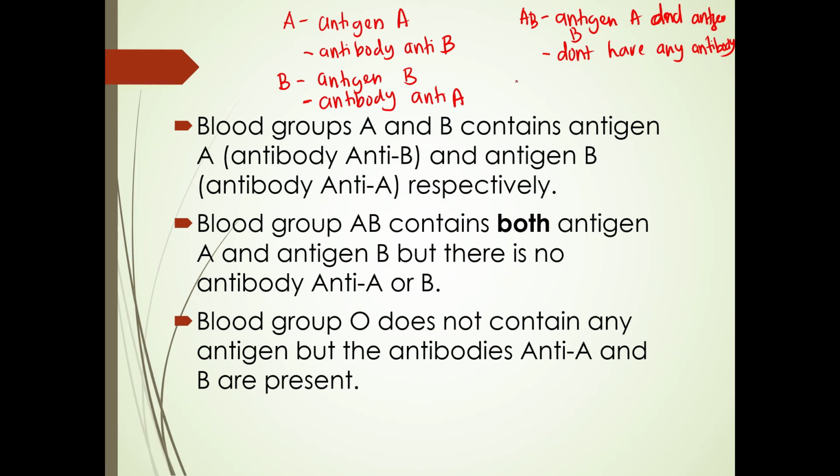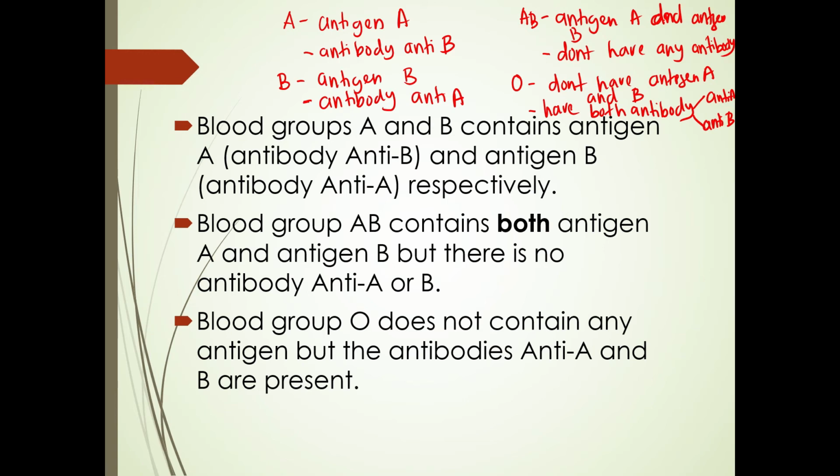And what happens with O blood? O blood doesn't have antigen A or antigen B. They don't have any antigen, but they have both antibodies, anti-A and anti-B.